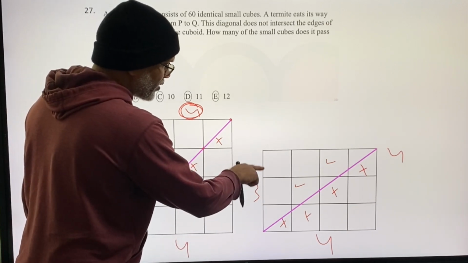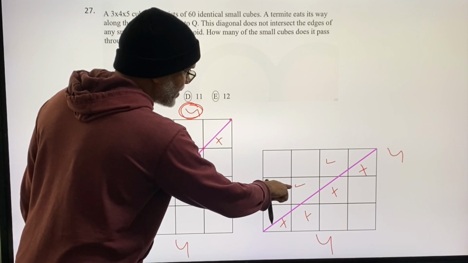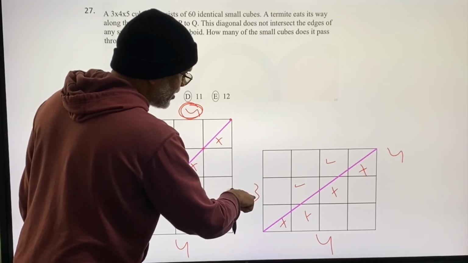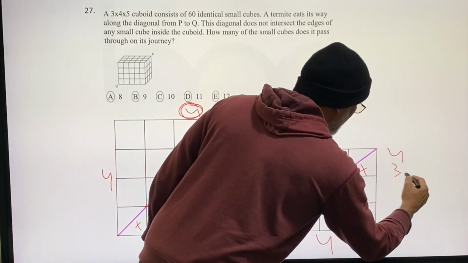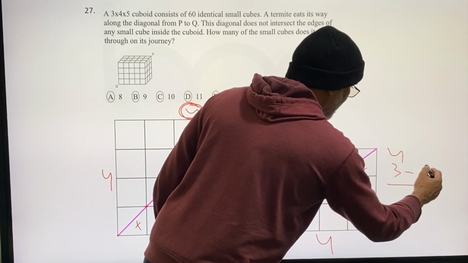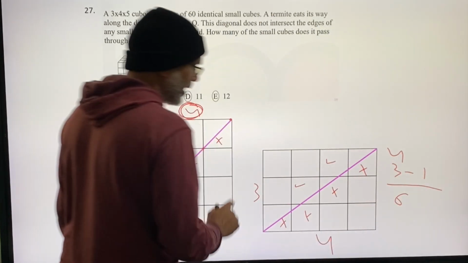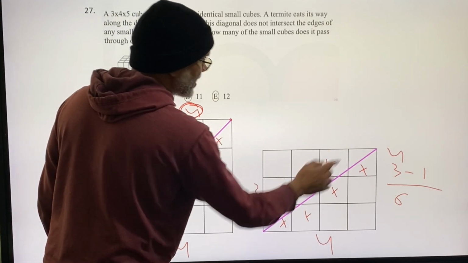In this direction, the first layer I had already seen, so I'm seeing 2 more, which is 1 less than this dimension. So 4 plus 3 minus 1: 4 plus 3 is 7, minus 1 is 6. So in this case, I will meet a total of 6 squares: 1, 2, 3, 4, 5, 6.